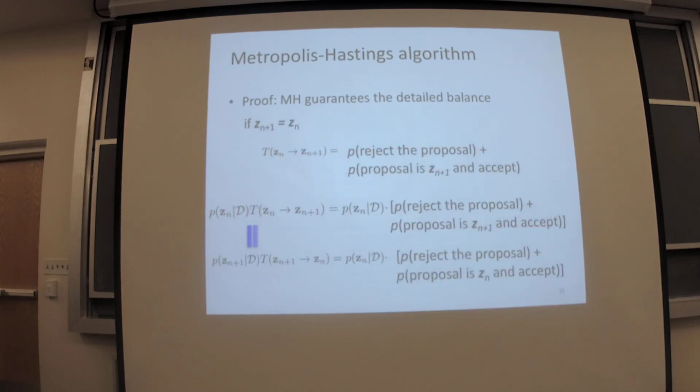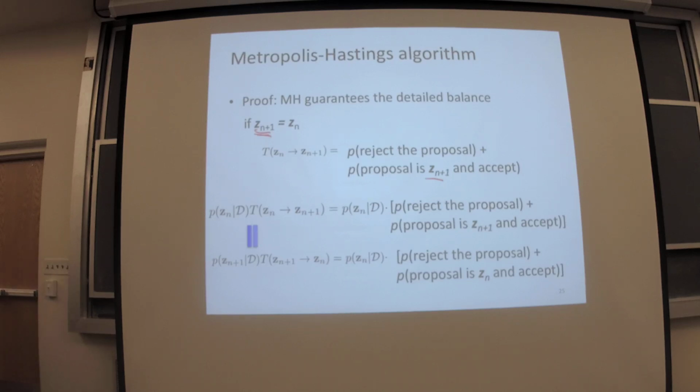So, of course, we have a polar case: what if Zn plus 1 is exactly the same as Zn, right? That will include two situations. First, you generate a new candidate, but it is rejected, so you keep Zn. Or you generate Zn plus 1, a new sample that is exactly the same as Zn, and it is accepted.